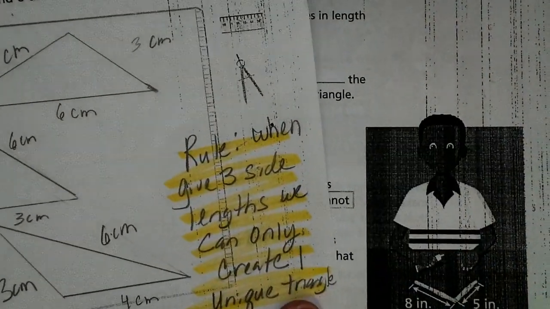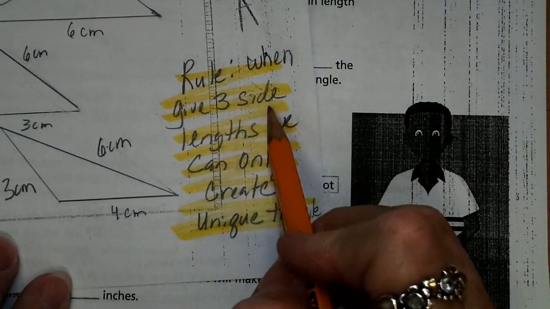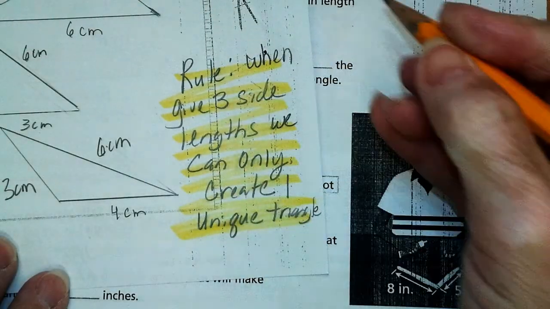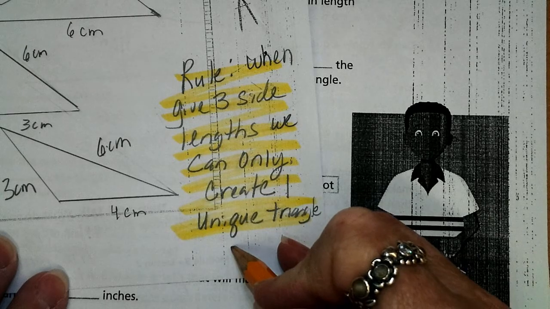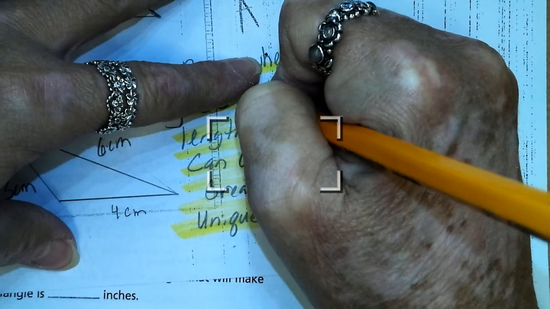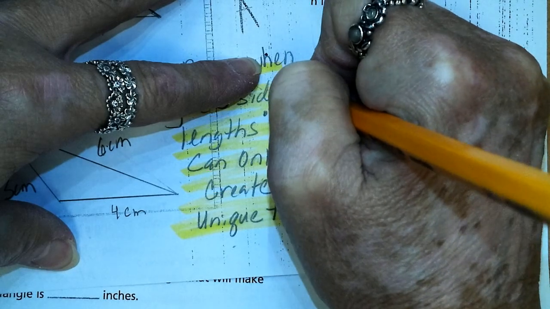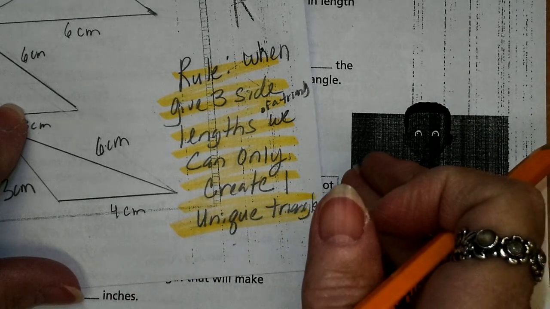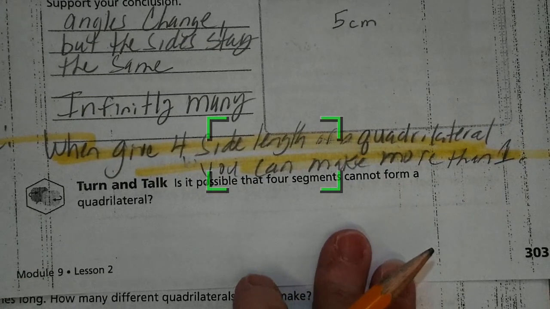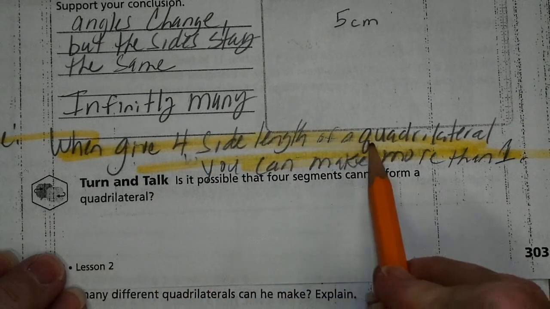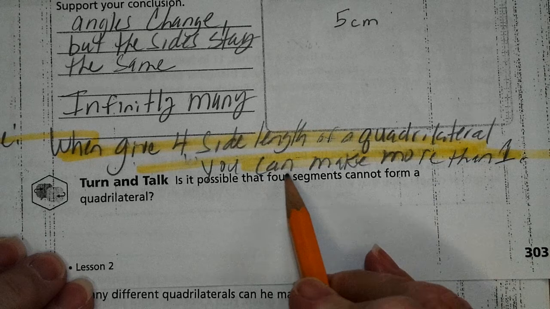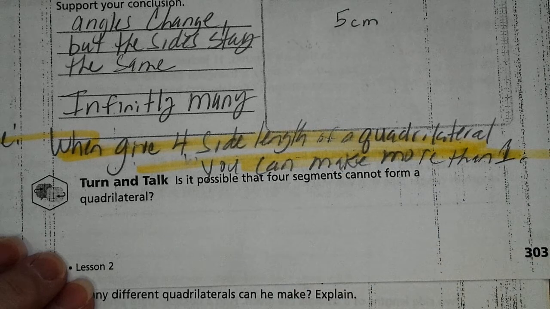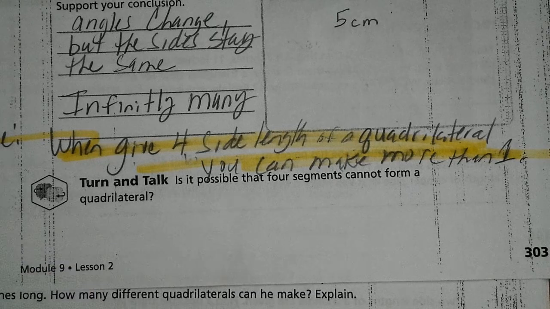The second rule, when given 3 side lengths of a triangle, we can only create one unique triangle. And then the last rule from yesterday, when given 4 side lengths of a quadrilateral, you can make more than one. Remember, we said we can do infinitely many.